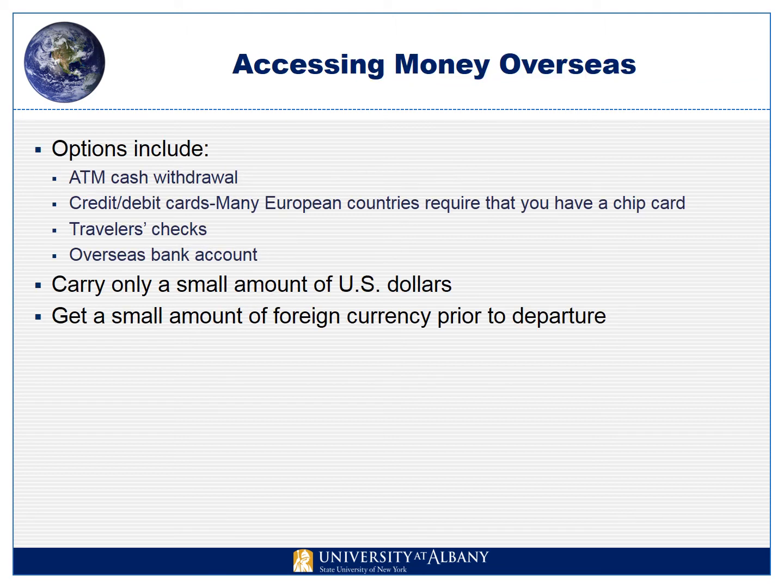All right, so moving on to money management overseas. Now keep in mind this section does contain general suggestions, and you should refer to your program materials for more specific advice on what might work best for your particular program. In general, the options that you have to access money overseas include things like ATM cash withdrawal, which is by far the most convenient way of getting cash in most cases, credit cards, debit cards, traveler's checks, and overseas bank accounts. We'll go into each of those in a little more detail in a second.